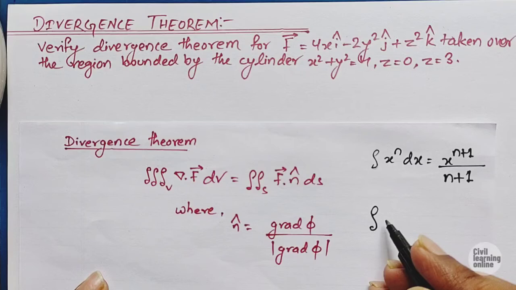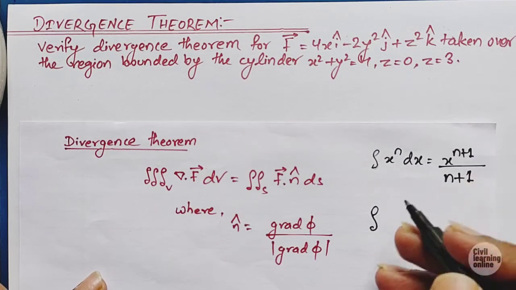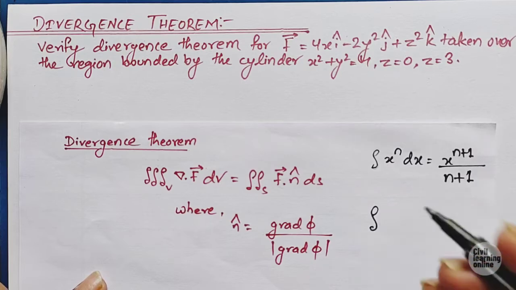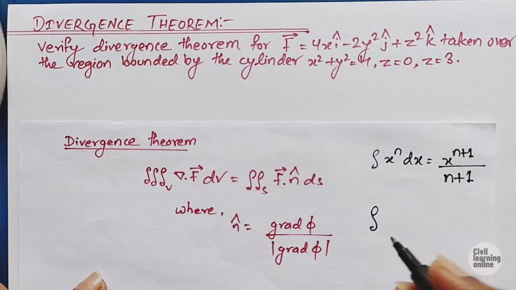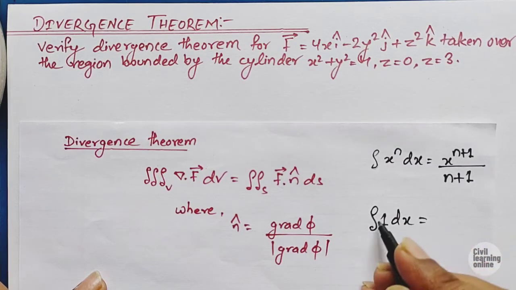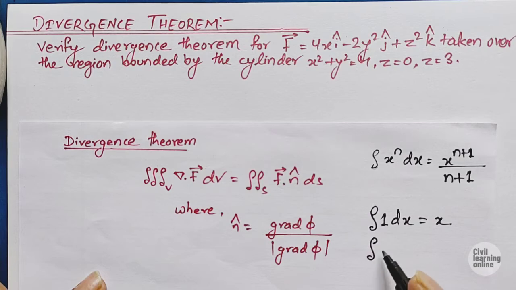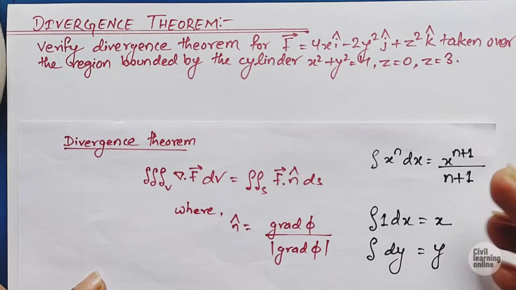Similarly, if we are integrating a constant, meaning there is no term of x, or we can say x to the power 0, which is 1, then integrating with respect to x, we need to put x. Similarly, if we are integrating with respect to y, we need to write y. I hope you understood these things.